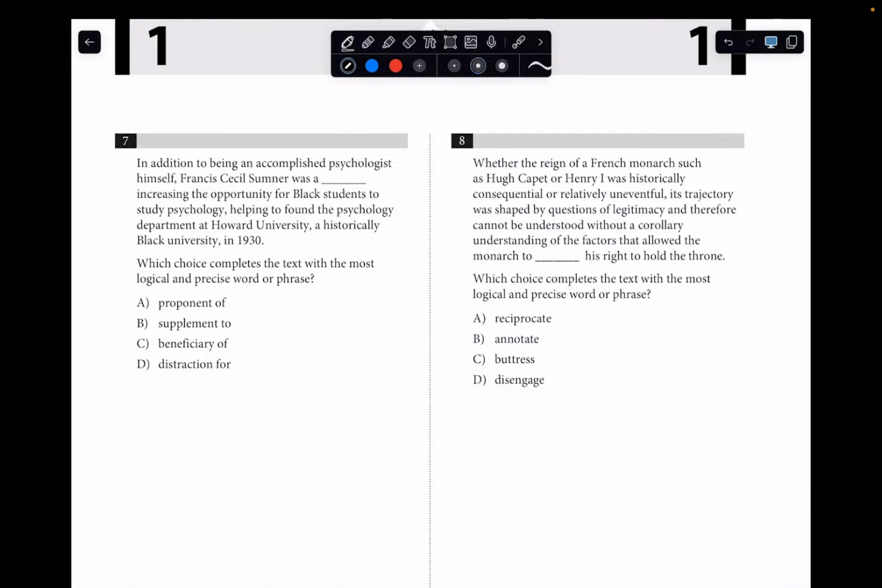right? 7, in addition to being an accomplished psychologist himself, Francis Cecil Sumner was blank, increasing the opportunity for black students to study psychology, helping to found the psychology department at Howard University, a historically black university, in 1930. Which choice completes the text with the most logical and precise word or phrase? Let's go bottoms up. Distraction? No. He wasn't a beneficiary. He himself was creating something. Supplement? Potentially, but he was really a proponent of, right? So he was looking to further or advance the representation of a group at Howard University.